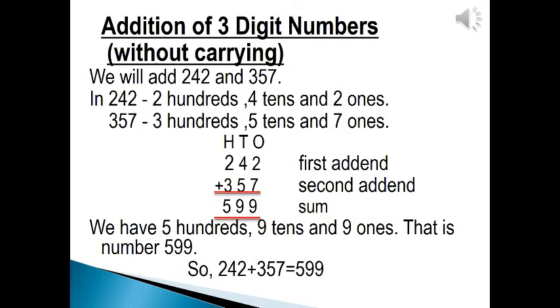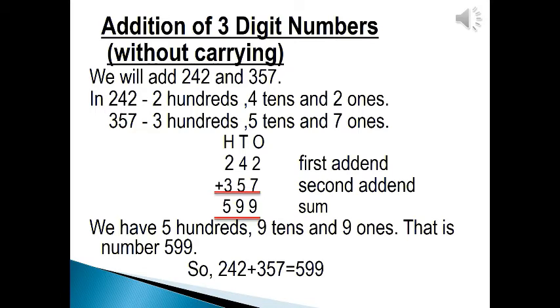Addition of three-digit numbers without carrying. Let's solve this example. We will add the numbers 242 and 357. In 242, 2 is at ones place, 4 is at tens place and 2 is at hundred place. In 357, 7 is at ones place, 5 is at tens place and 3 is at hundred place.